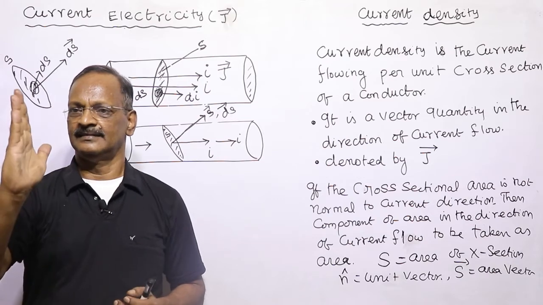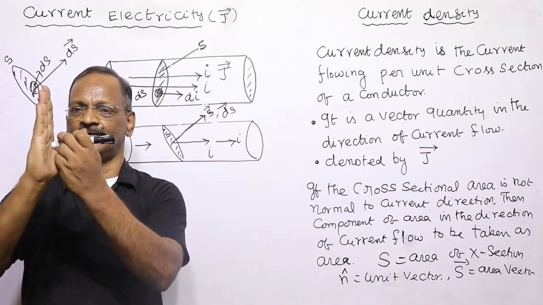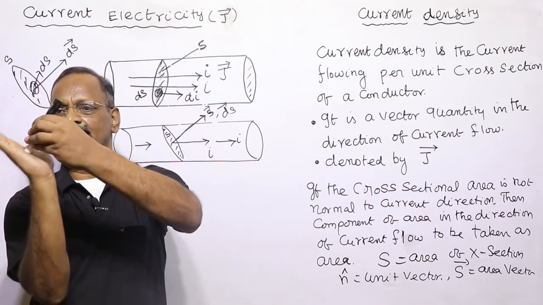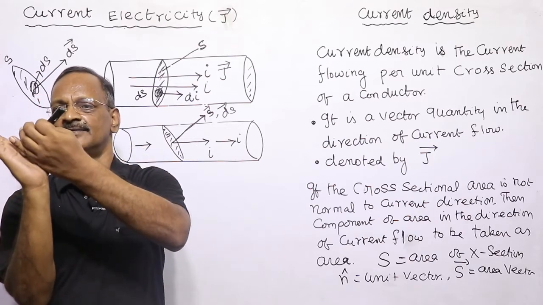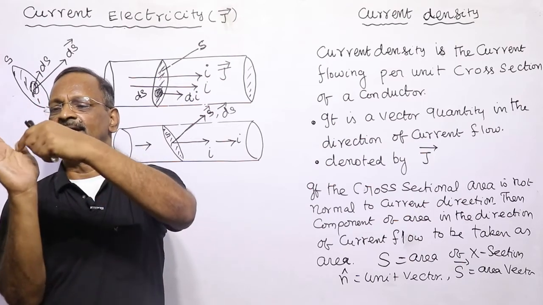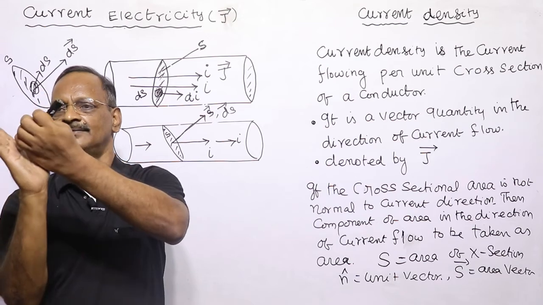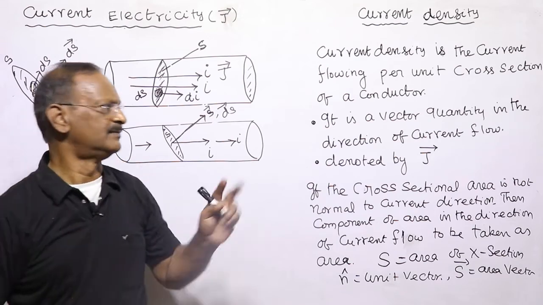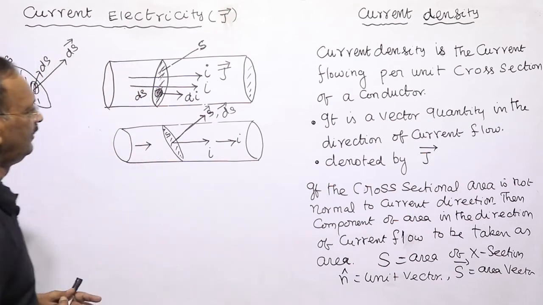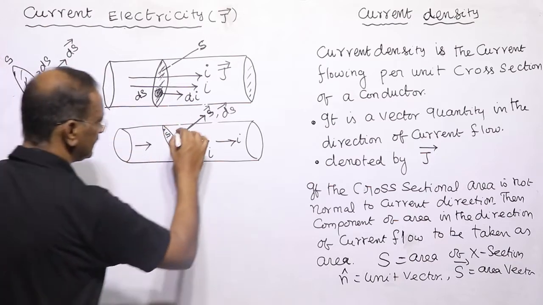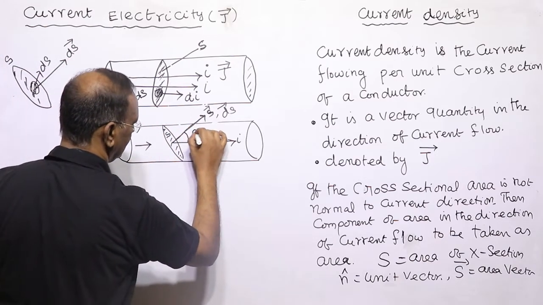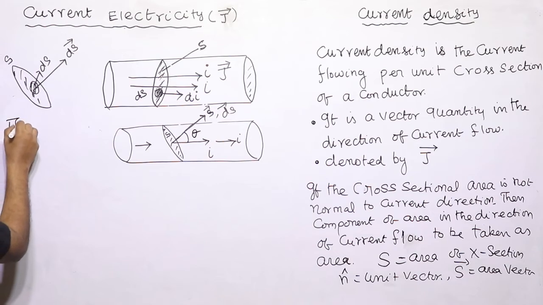If the area is like this, the area vector will be like this. If the area is like this, the area vector will be like this. And this is the total surface area vector. If you take a small area here, the small area vector will be like this. Very simple. This we have already seen in electrostatics.